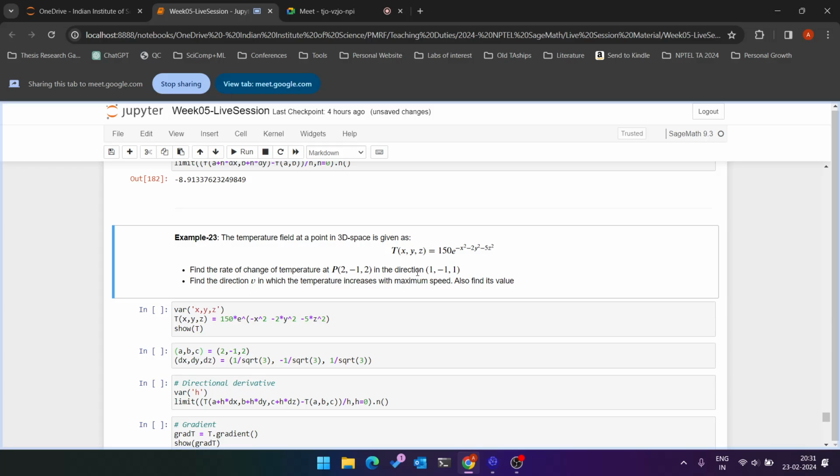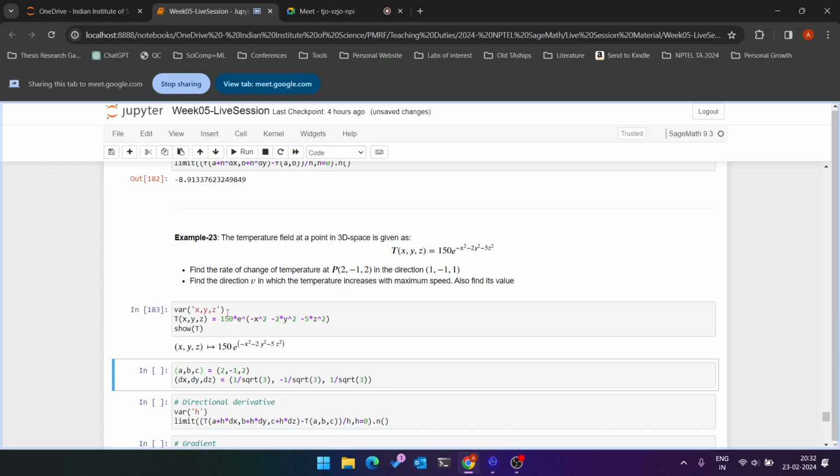Okay, so we have a scalar 3D field based on variables x, y, z. We define that by specifying our variables x, y, z and the function T of x, y, z being 150 times e raised to minus x square minus 2y square and so on. Straight away, you can observe that as our point goes far away from the origin, the exponent will rapidly decrease, and this whole expression will be brought down to low values very quickly.